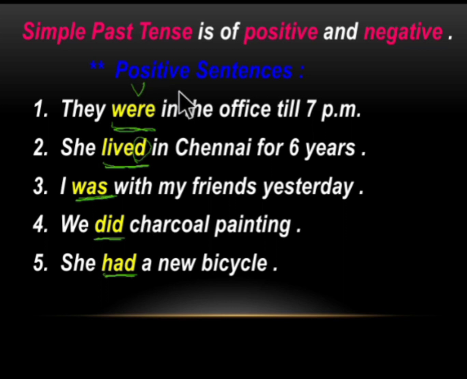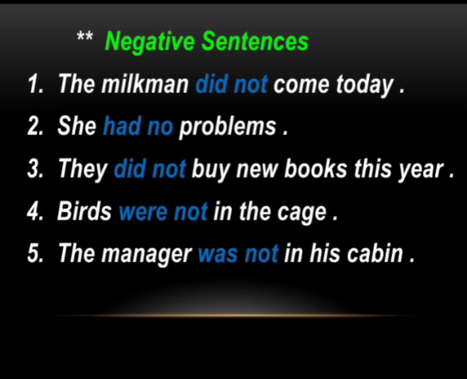Now we saw a few positive sentences. Let us see a few negative sentences. The negative sentences. What are the words that denote a negative form? No, not, never, and none. These are the words that denote the negative forms.